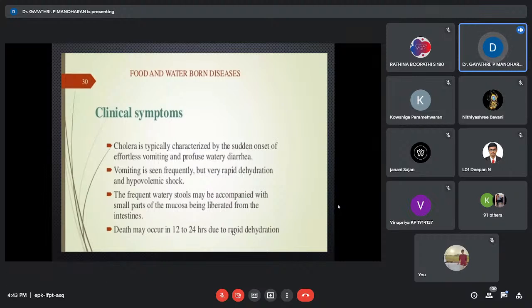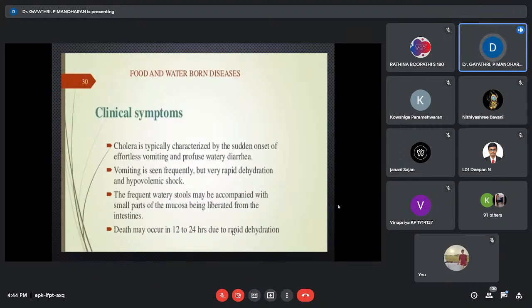அதாவது வாட்டர் இல்லாம தான் உடம்புல வாட்டர் இல்லாம என்ன ஆயிடும்னு பாத்தீங்கன்னா, மயக்கம் போட்டு விழுந்துரும், we can't able to get back. And then the frequent watery stool may be accompanied with small parts of the mucosa being liberated from the intestine. ஒரு ஸ்டேஜ்ல இந்த டயரியா எப்படி இருக்கும்னு பாத்தீங்கன்னா, உடம்புல இருக்கிற எல்லா இன்டெஸ்டைனுமே வெளில வர மாதிரியான ஒரு டயரியாவா இருக்கும்னு சொல்றாங்க. Death may occur in 12 to 24 hours due to rapid dehydration.